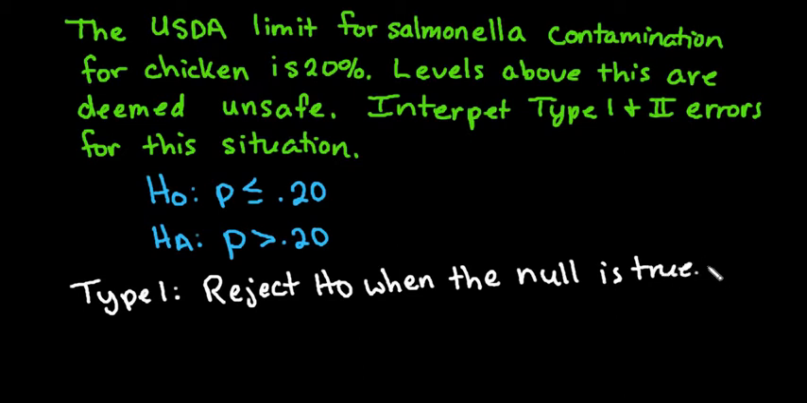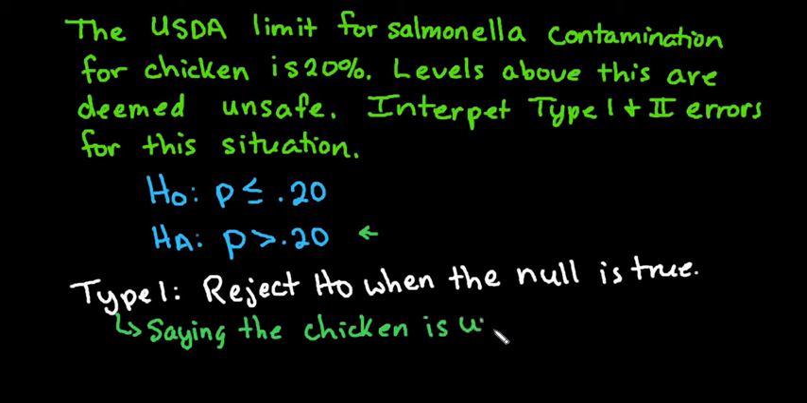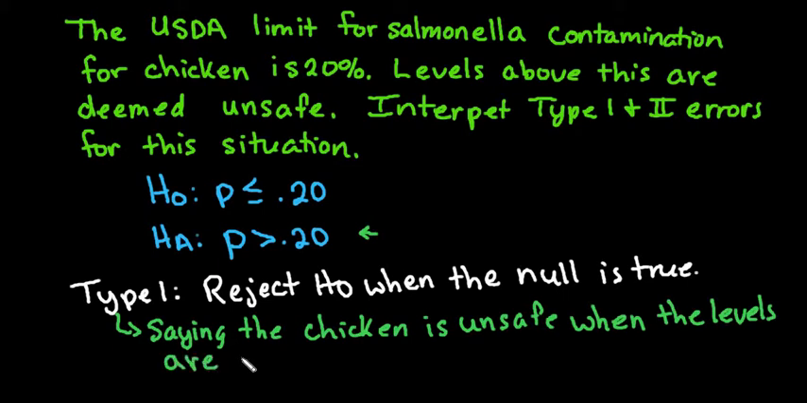Okay, so basically the way that we would interpret this in context of the problem is we would have to reject the null hypothesis, which means that our evidence pointed towards the alternative. So a type 1 error would be saying the chicken is unsafe when the levels are actually safe.